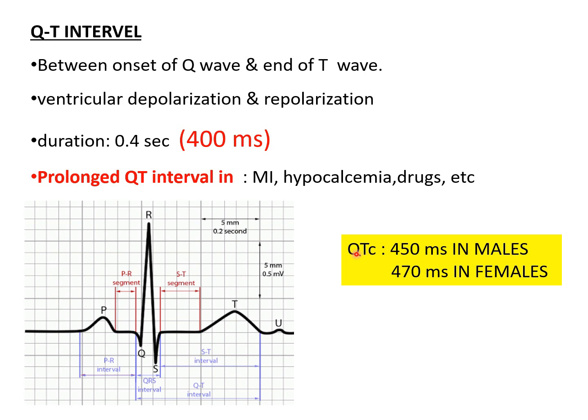So this corrected QT interval is normal at around 450 milliseconds in males, and around 470 milliseconds in females. But what will happen if it is exceeding? That is a prolonged QT interval, which can happen in several conditions. For example, myocardial infarction, hypocalcemia, and also certain drugs can induce this prolonged QT. Okay, so in the ECG sample the QTc will be exceeding this specified range.